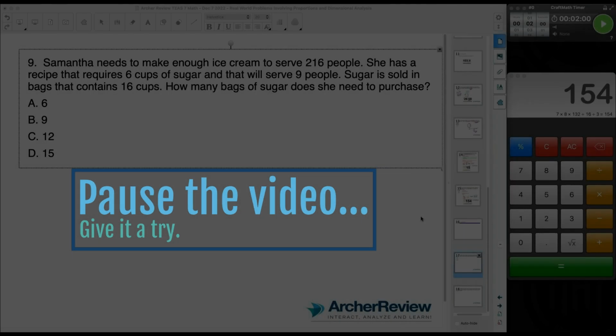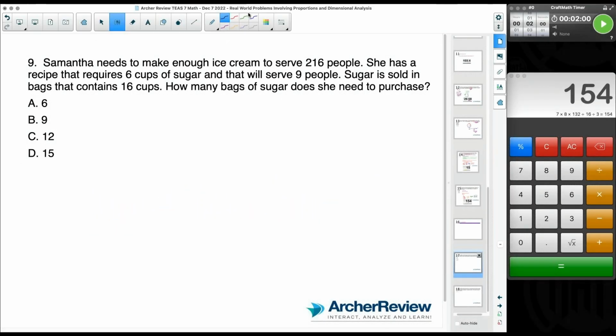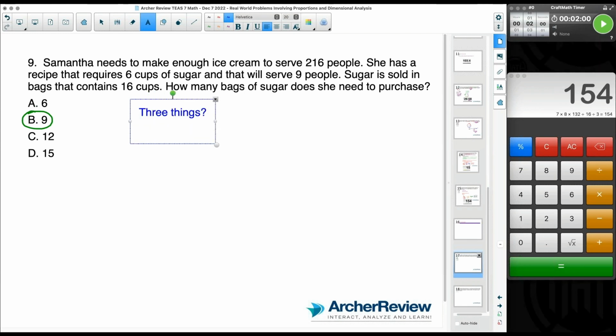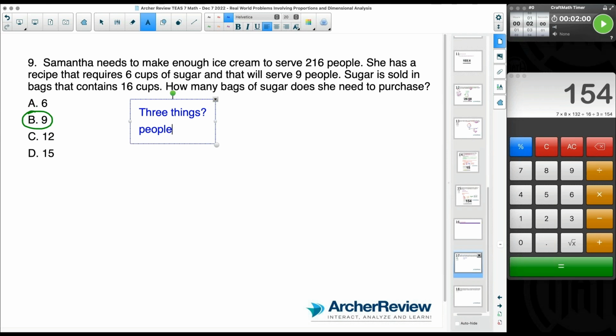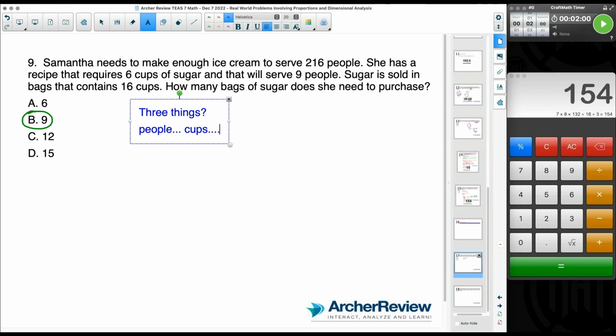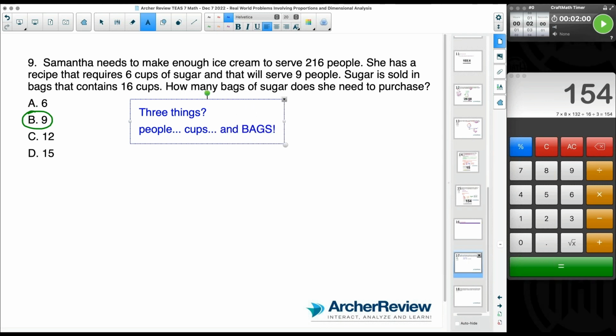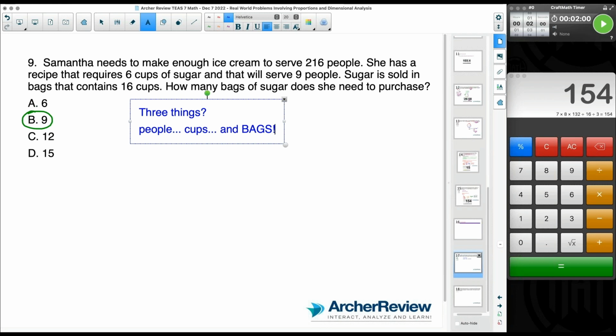Try it out. Number 9, the correct answer is going to be B. So what are our 3 things here? So we do have 3 things. I see some people, 216 people, so that has a number to it. I see cups of sugar. And then look at what the question's asking us. Bags. Those are our 3 separate things. I know it's not colors anymore, like red, white, and blue, but it's still 3 things.